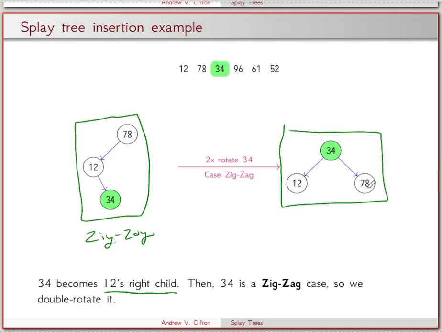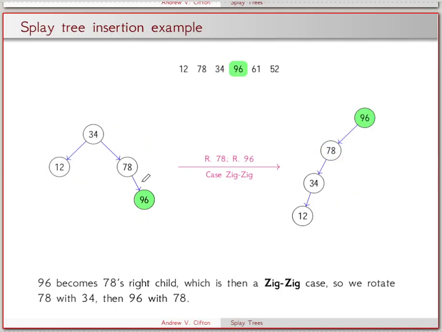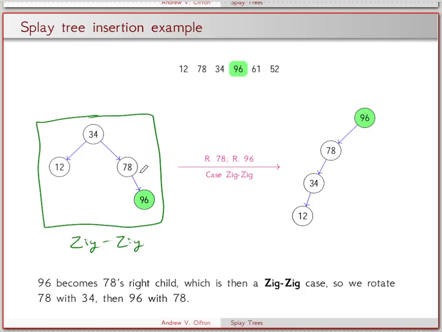Next, we're going to insert 96. Where's 96 going to go? It's going to go down here as 78's right child. Again, we do the normal insert first, and then we ask which of the 3 cases this is. This is a zig-zig. So we're asking, how does 96 relate to its parent? It's a right child. How does its parent relate to the grandparent? It's another right child. That's a zig-zig.